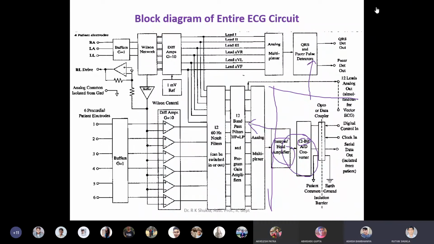Ashish, do you know anything about ADC? Analog to digital, sir. Yes. It's an analog to digital converter.